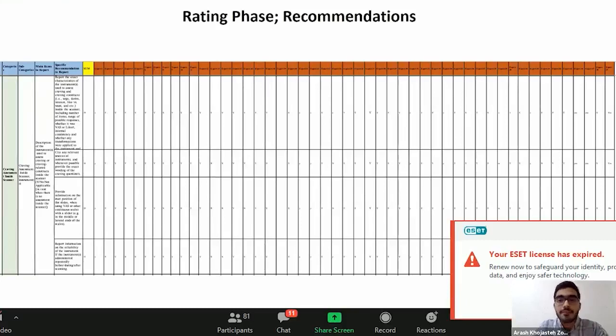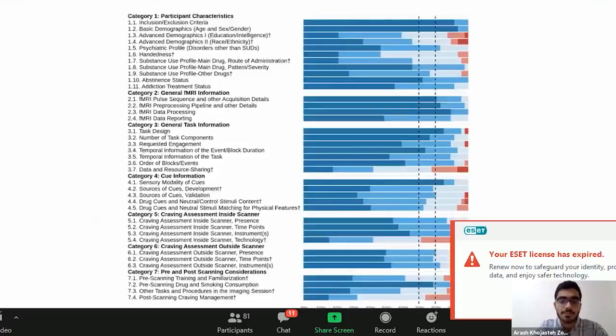And for the recommendations, as I mentioned, it was a separate part. You can see that the rating phase was done by answering a yes or no question of whether to have that specific recommendation along the proposed item or not.